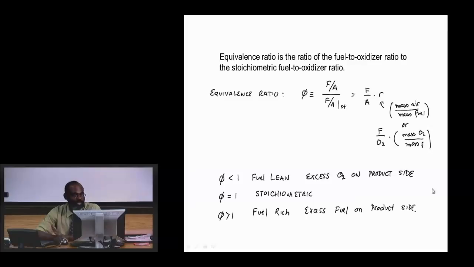When we talk about the equivalence ratio, this is the ratio of fuel to oxidizer compared to the stoichiometric condition. So when you hear that the equivalence ratio is less than 1, we understand that that is a fuel lean condition. When it's greater than 1, it's a fuel rich condition. When it's equal to 1, that's stoichiometric. So it's, again, simply the fuel-air ratio divided by the fuel-air stoichiometric ratio.